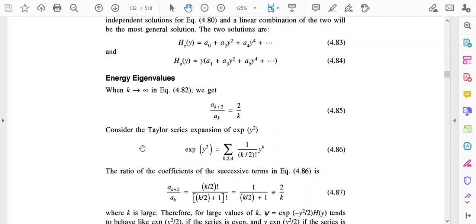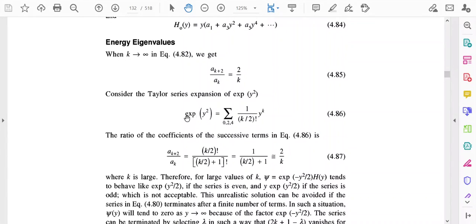Now another fact: suppose you perform the Taylor series expansion of the function e to the power y square. Then e to the power y square is equal to the sum of 1 divided by k by 2 factorial, times y to the power k, where k values are 0, 2, 4 and so on. So how have we done that? By applying Taylor series expansions, and I also expect that you know the Taylor series expansion process, which you have learned in mathematical physics. So e to the power y square can be expressed in this way.